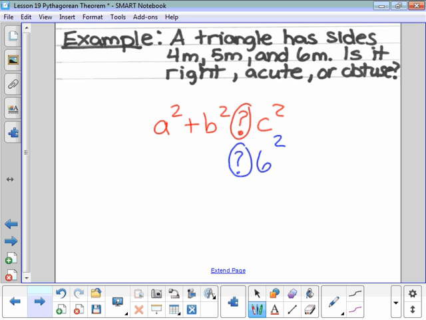Then the two smaller sides are A and B. It doesn't really matter which one's A or which one's B. I'll just put them in like that. You could do 5 squared plus 4 squared, you'll get the same result. Now we need to simplify the left side, simplify the right side, and figure out what symbol to replace the question mark with.